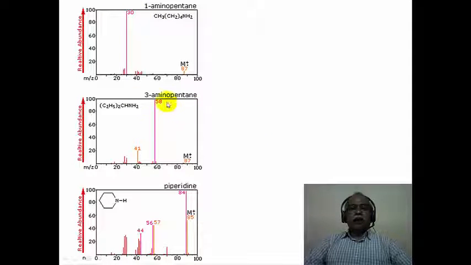The case of 3-aminopentane is essentially a fragmentation resulting in the formation of an even electron species. So it is a simple fragmentation that is taking place. One can figure out the alkyl group that is responsible for this simple fragmentation. This would be 29. So the ethyl group is essentially lost in this particular case to produce a fragment corresponding to a molecular weight of 58. The case of cyclic amines, for example, fragmentation is minimized.